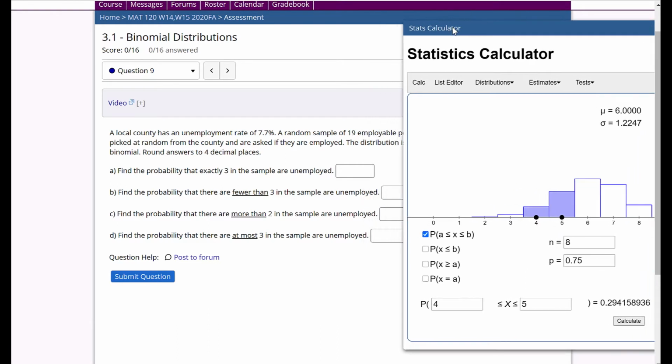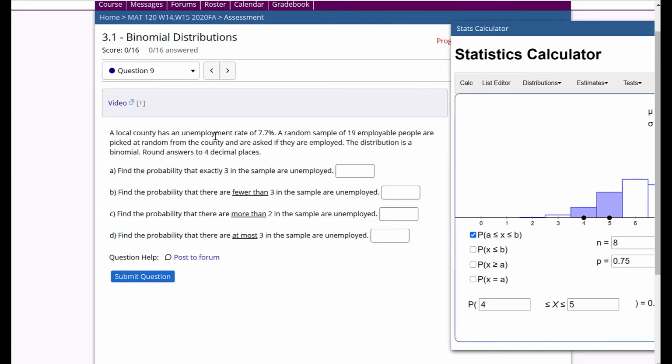We have a local county with an unemployment rate of 7.7%. A random sample of 19 employable people are picked at random from the county and asked if they are employed. The distribution is binomial. Round answers to 4 decimals. All right, so starting with: find the probability that exactly 3 in the sample are unemployed.